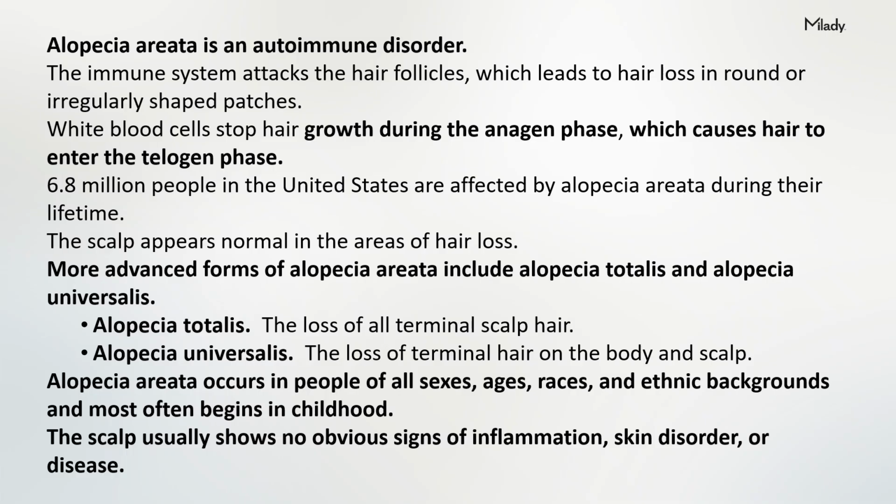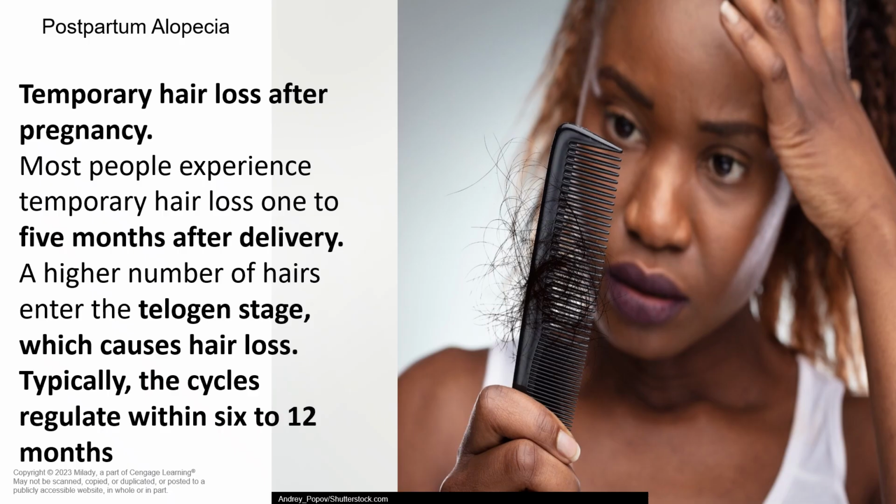Alopecia areata occurs in people of all ages, sexes, races, and ethnic backgrounds, and most often begins in childhood. The scalp usually shows no obvious signs of inflammation, skin disorder, or disease.